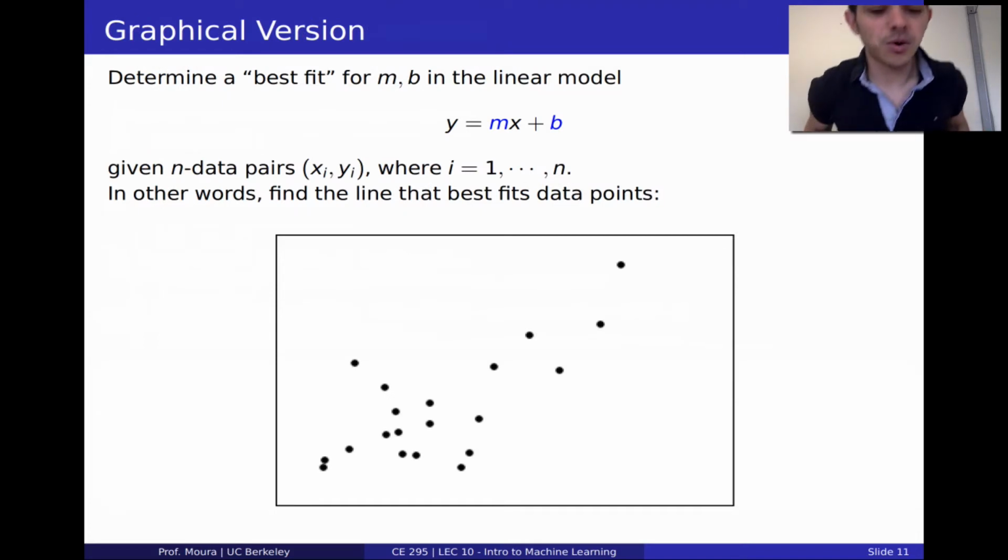So anyways, going back to our example, we seek to determine a best fit for m and b in the linear model y equals mx plus b. And we have these example training examples in the form of n data pairs xi comma yi. So in other words, find the line that best fits the data points in this figure here. On the x-axis we have x, y-axis we have y, and we want to fit a linear function to this data.